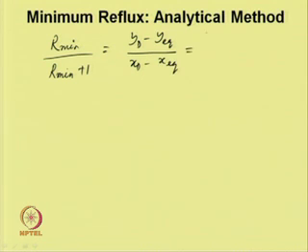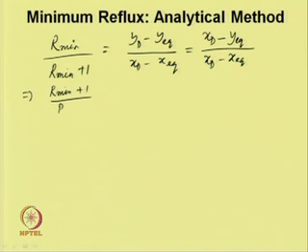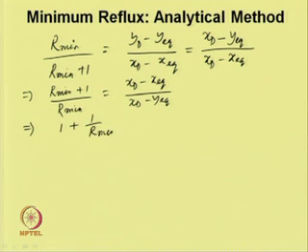So, we can also write x d minus y equilibrium divided by x d minus x equilibrium. So, from this we can write r min plus 1 divided by r min is equal to x d minus x equilibrium divided by x d minus y equilibrium, or we can write 1 plus 1 by r minimum would be equal to x d minus x equilibrium divided by x d minus y equilibrium.